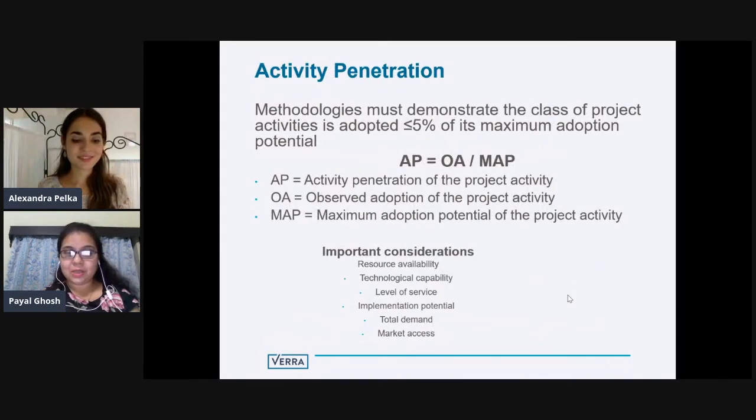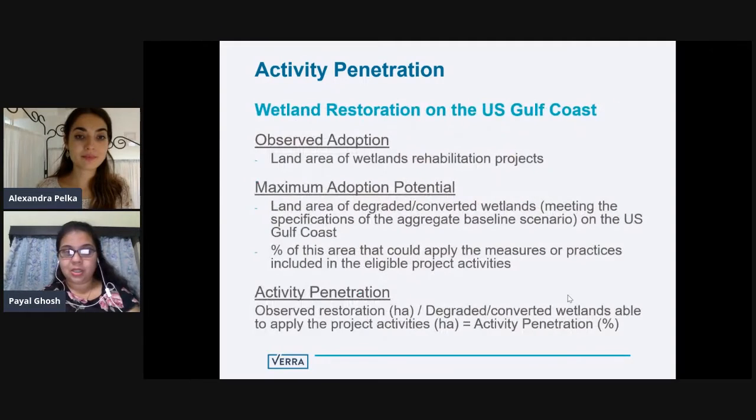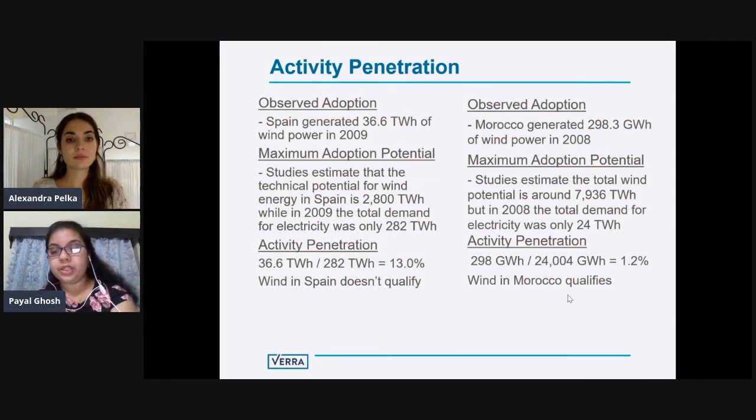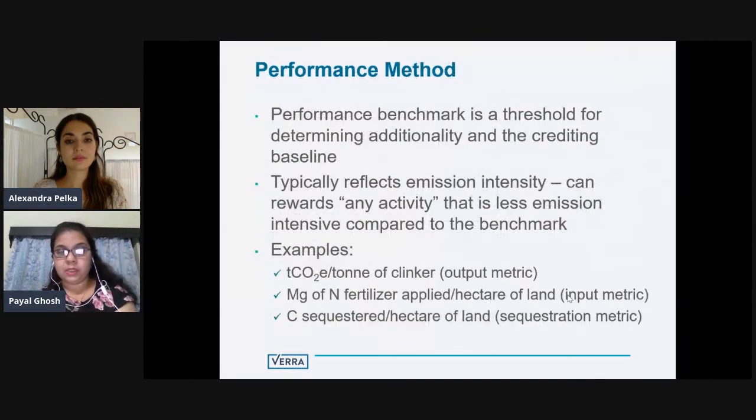So there is also the activity penetration rate, which is determined by this formula. If a particular technology is less than or equal to 5%, then it is also deemed automatically additional. So in this example, if I quickly go through, there are two cases: a wind power project from Spain and a wind power project from Morocco. Using this formula, in Spain, the activity penetration rate is already 13%, so it is not eligible. However, in Morocco, it is just 1.2%, so they could use the positive list.